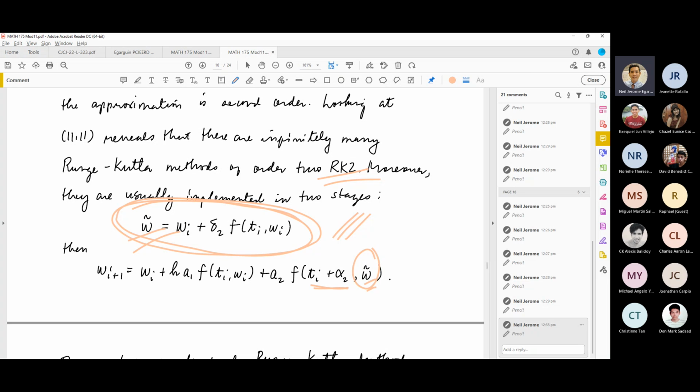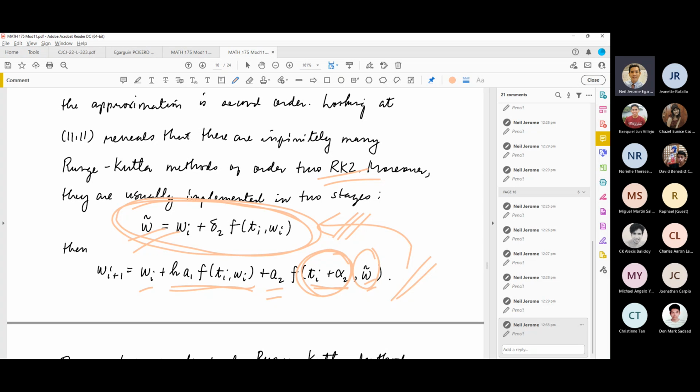Then whatever your answer is, siya yung gagamitin natin as one of the ingredients for the estimate for the function value at the next time step, right? So you'll just have wi, yung previous estimate galing sa previous time step, h times this guy, plus a2, then f evaluated at ti plus alpha 2, comma, yung w tilde na nakuha nyo kanina. So mas maganda tong expression na to kaysa dun sa napaka-messy na expression kanina. Okay? So ganito natin siya i-implement.